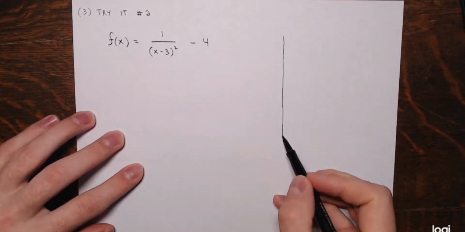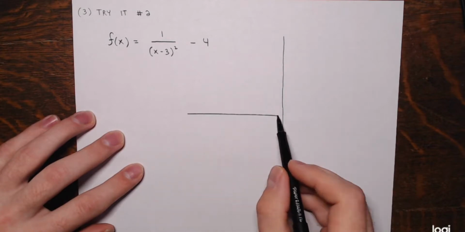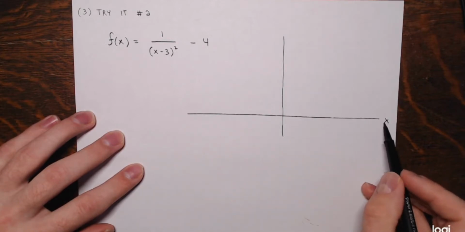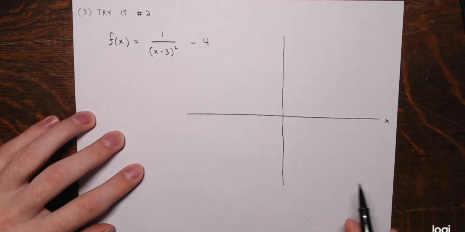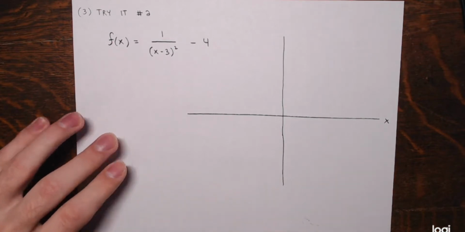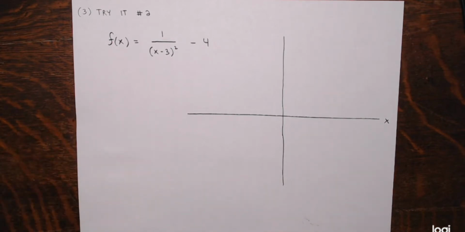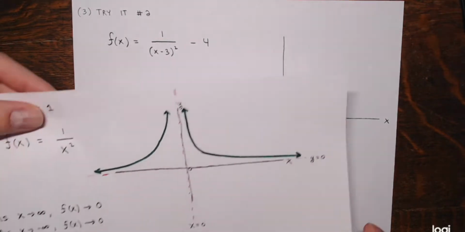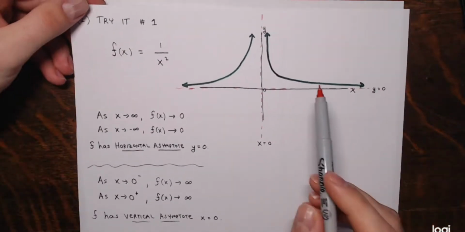Now if you remember what the last graph looked like, that will help, right? If you remember what the original reciprocal squared function looked like, because when you shift graphs around, the asymptotes move as well. So I'll bring that graph back, the one I drew of the reciprocal squared function. This is from try it number 1.